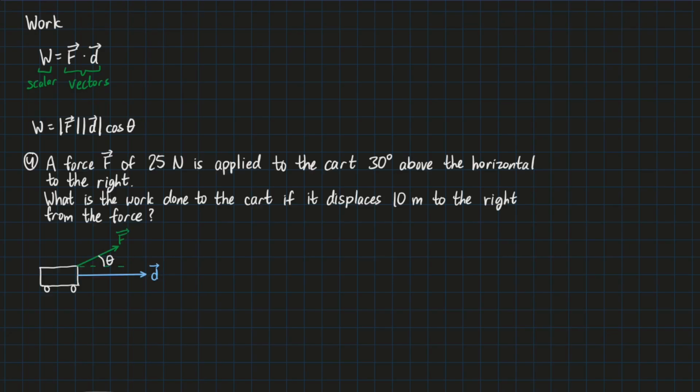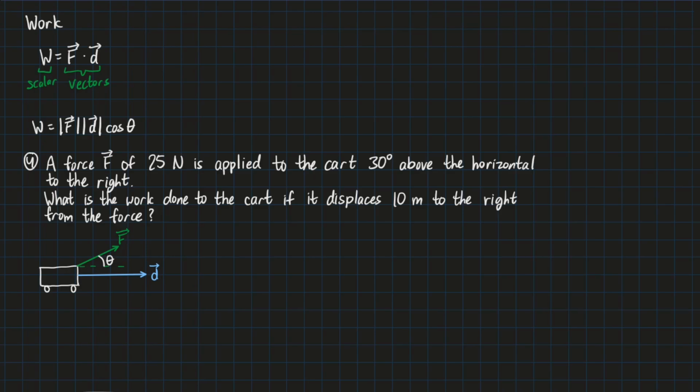Alright, so for number 4, a force F of 25 newtons is applied to the cart 30 degrees above the horizontal to the right. What is the work done to the cart if it displaces 10 meters to the right from the force? In this example, the displacement vector is directly to the right, and the force vector is at a diagonal. So a component of the force goes to the right and a component of the force goes up. The total work done is just horizontal because none of the displacement vector goes up or down, so we don't need to worry about the vertical part of F either.